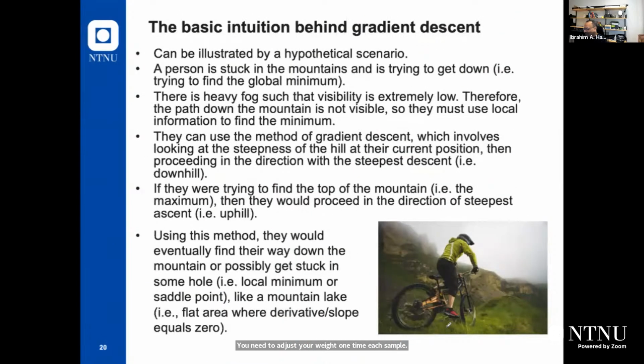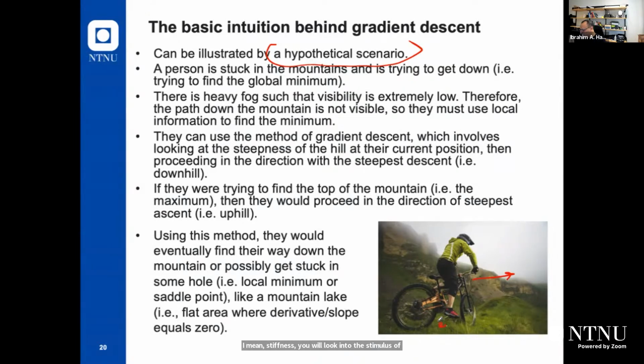So the basic intuition behind gradient descent is to try to find this hypothetical scenario. For example, if you are on a mountain and it's foggy around you, it's not easy to see around. You cannot see too much around you, and you need to go down. What will be the strategy which you will use? You will try to look into the steepness of the hill at your current location.